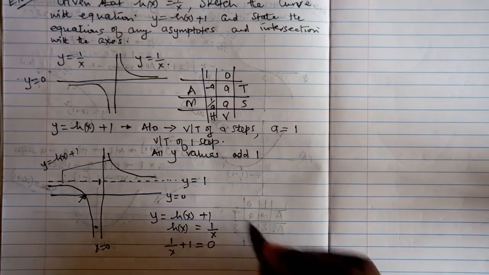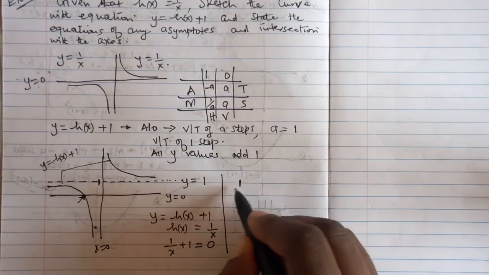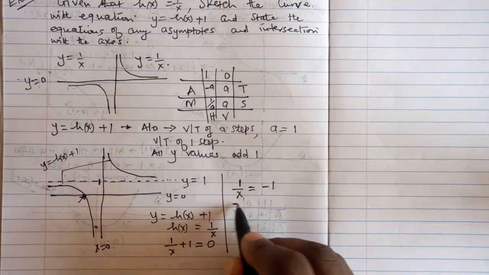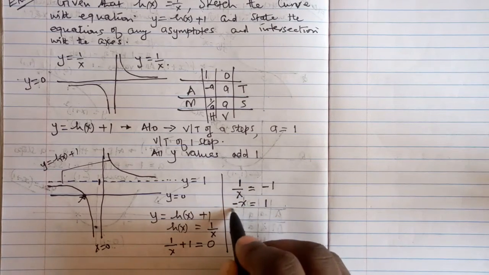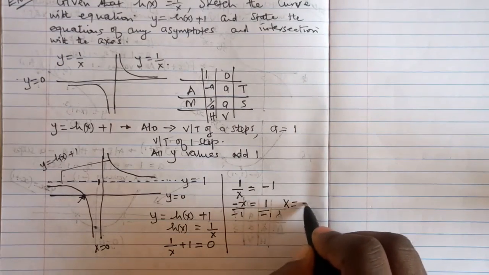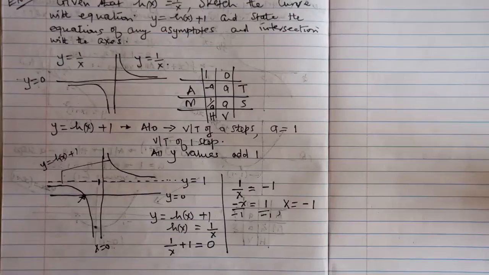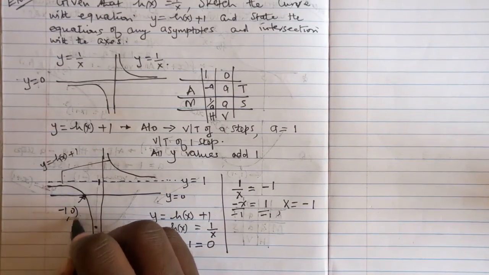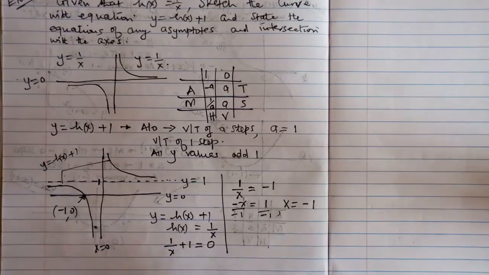Now, this one is not anything big. We say 1 over x = negative 1. If you cross multiply, we find minus x = 1. If you divide both sides by minus 1, you will realize that x = negative 1. So at this particular point we have the coordinate (-1, 0). So our new graph cuts the x-axis at the point (-1, 0). And that is just what you're supposed to have shown. So the curve intersects the x-axis at (-1, 0).